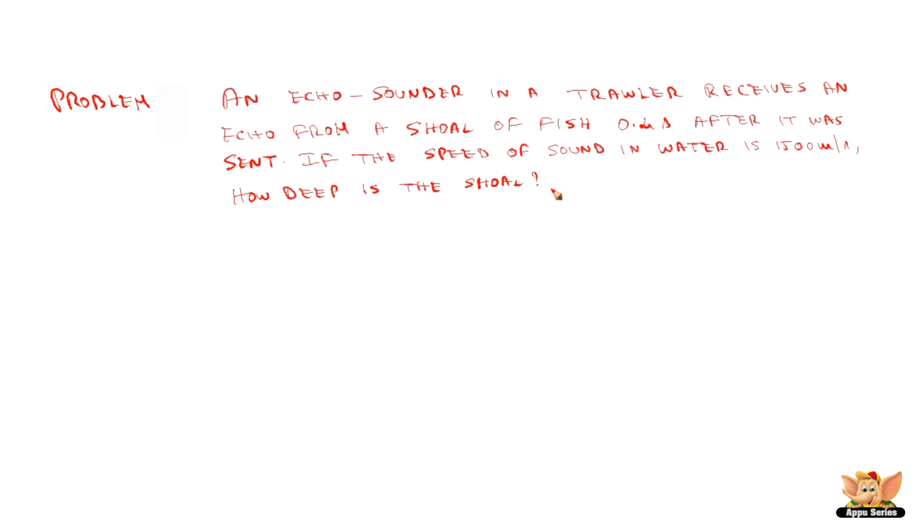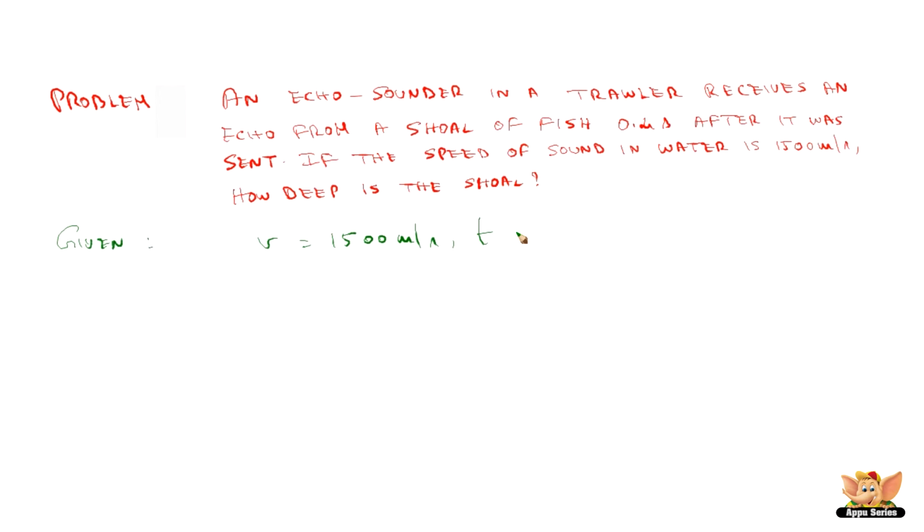Now we'll see the next problem. An echo sounder in a trawler, which means a fish boat, receives an echo from a shoal of fish 0.4 seconds after it was sent. If the speed of sound in water is 1500 meter per second, how deep is the shoal? So we need to find the depth of the shoal. What is given here is the speed of sound v, which is 1500 meter per second, and the time it takes for the echo to come back.